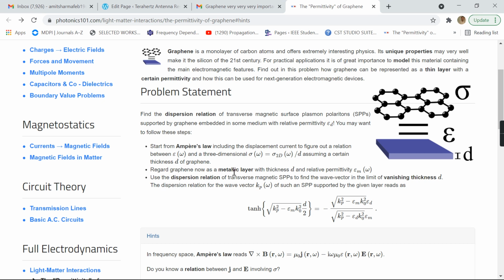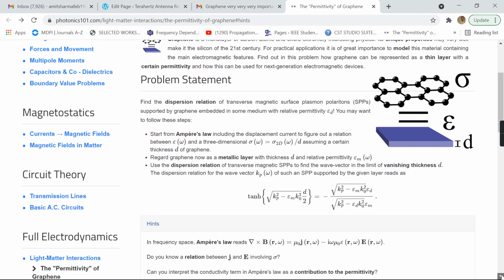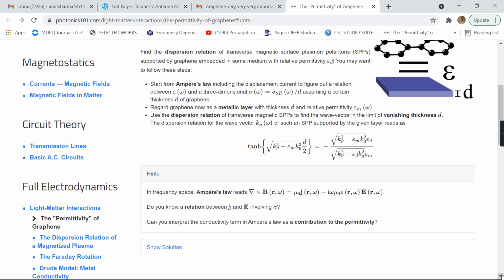Regard graphene now as a metallic layer with thickness small d and relative permittivity epsilon m omega. Use the dispersion relation of transverse magnetic surface plasmon polaritons to find the wave vector in the limit of vanishing thickness small d. The dispersion relation for the wave vector k rho omega of such an SPP supported by the given layer reads as this. So this is the dispersion relation they have given for the wave vector of SPP waves. So this was the problem statement.